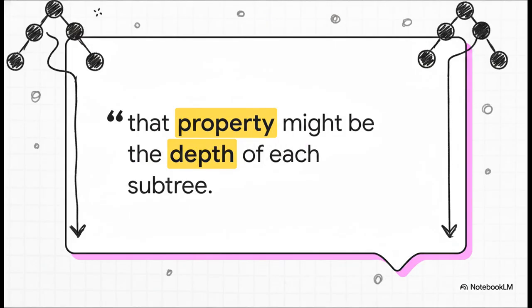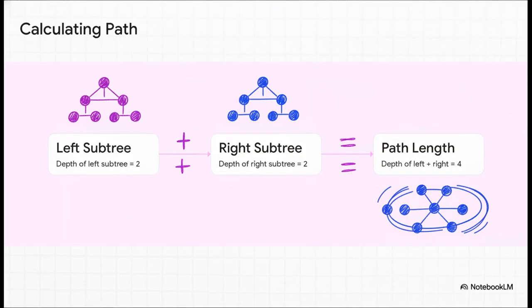Now, the real breakthrough here is the realization that depth is the absolute magic metric we're looking for. The length of the path stretching down the left side and the length of the path stretching down the right side, those are simply the depths of those respective subtrees. It's really that simple. Let's pin this down precisely. The depth of the left subtree, which is rooted at node 3, is 2. The depth of the right subtree, rooted at node 5, is also 2. So we've just found our core mathematical relationship. The path length through any given node is simply the depth of its left subtree plus the depth of its right subtree. 2 plus 2 equals 4.